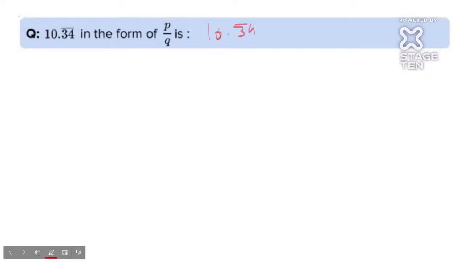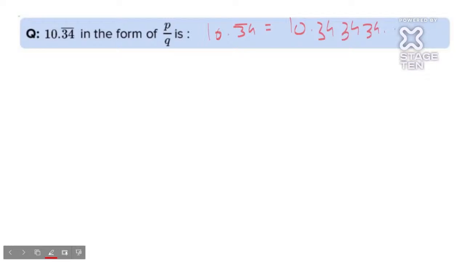10.34 bar is nothing but 10.343434, and that keeps on going. 34 is being repeated over here, isn't it? Now I have to write it in the form of p by q, in fractional form. This 343434 is non-terminating but recurring, so I can write it as a rational number.